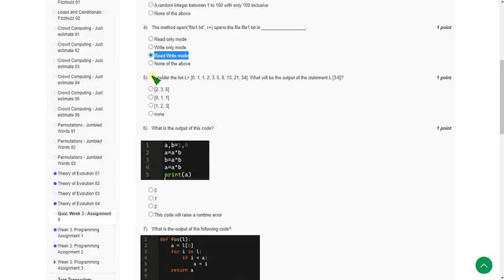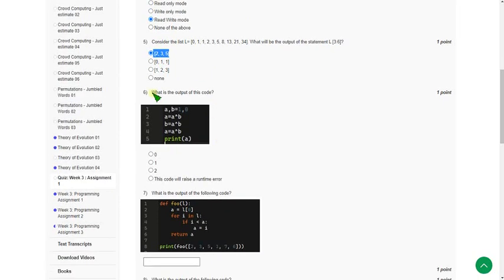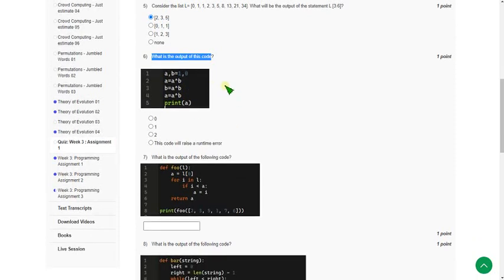And moving on to the fifth question, consider the list. They have given a list and they are asking the output of L[3:6]. When I did this, I got the answer for the fifth question as option A, 2, 3, 5. So mark the first option as the correct answer for the fifth question. And moving on to the sixth one, what is the output of the code? They gave a code, they are asking the output. I did this, I got the answer as 0. That means mark the first option 0 as the correct answer for the sixth question.